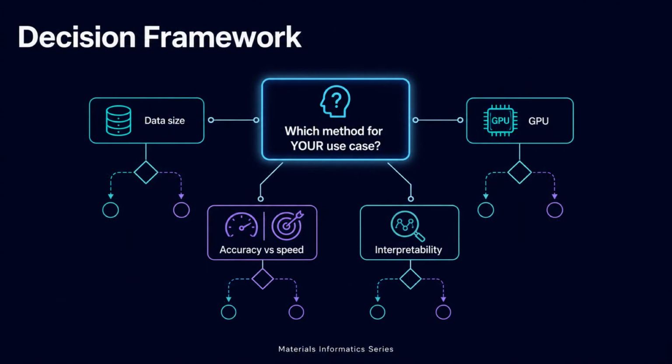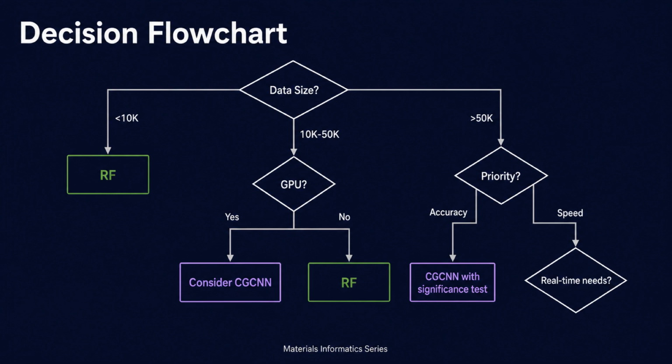Let's synthesize all our findings into a practical decision flowchart for method selection. The decision flowchart starts with data size evaluation. Less than 10,000 samples points to random forest. 10,000 to 50,000 requires checking GPU availability. With GPU, consider CGCNN. Without, stick to random forest.